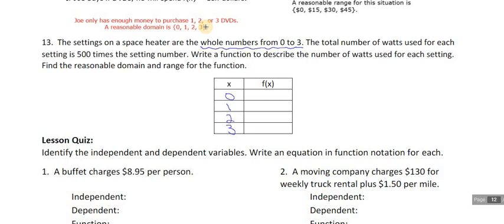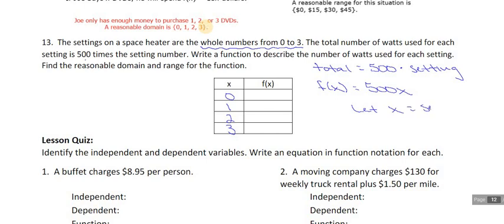So we need to write our function. It says the total number of watts. Okay, so total is 500 times the setting number. So 500 times setting. And the setting number is our x. So f of x equals 500 times x, where we let x equal setting number and f of x equals total watts.